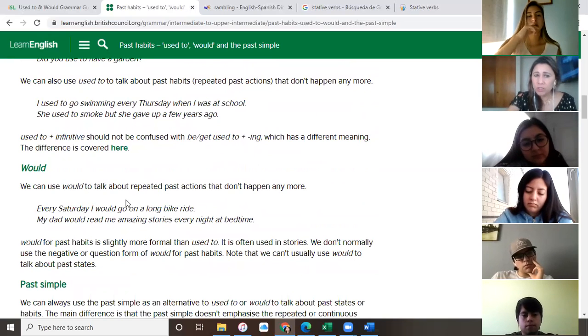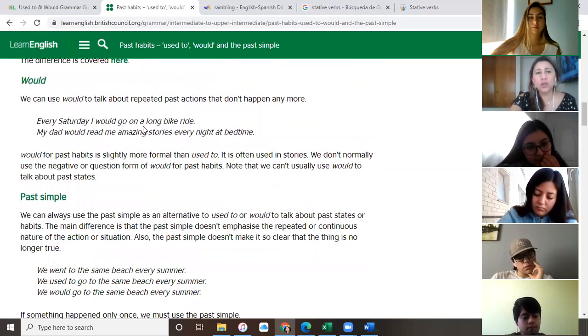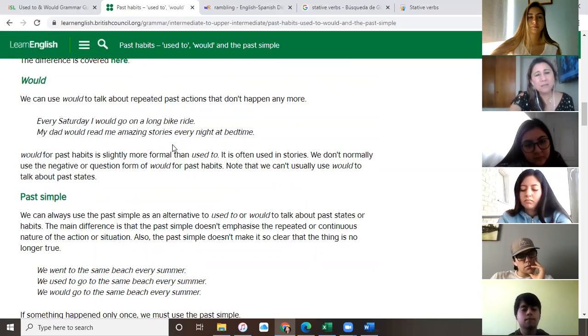We can use would to talk about repeated actions in the past. Every Saturday, I would go on a long bike ride. My dad would read me amazing stories every night at bedtime.